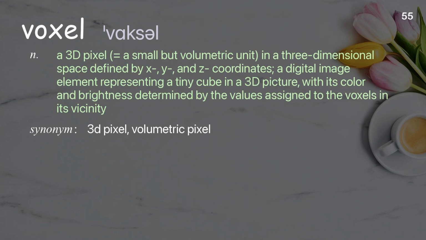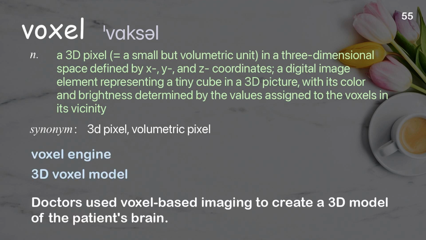Voxel. A 3D pixel; a small but volumetric unit in a three-dimensional space defined by x, y, and z coordinates, a digital image element representing a tiny cube in a 3D picture, with its color and brightness determined by the values assigned to the voxels in its vicinity. Examples: Voxel engine. 3D voxel model. Doctors used voxel-based imaging to create a 3D model of the patient's brain.